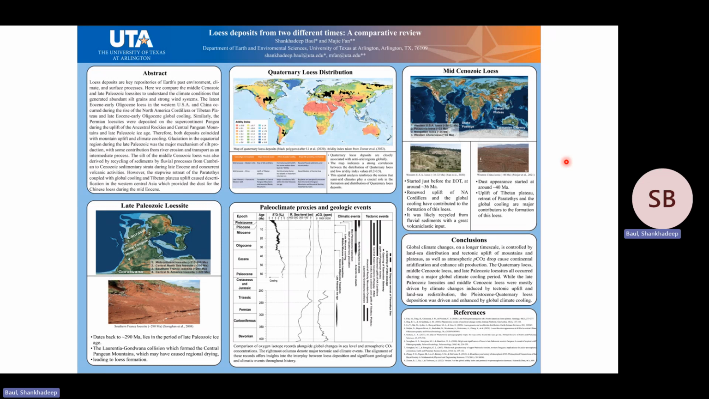The three major points of comparison are the effects of global climatic and tectonic events, which aided in the favorable conditions for loess formation, and also the mechanisms which provided the large amount of silt.